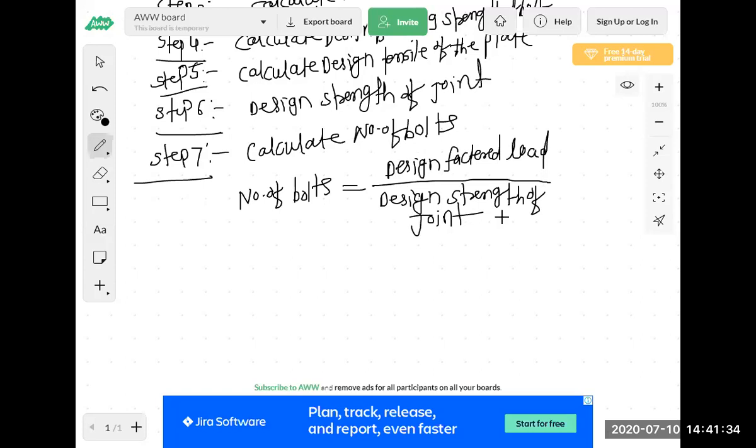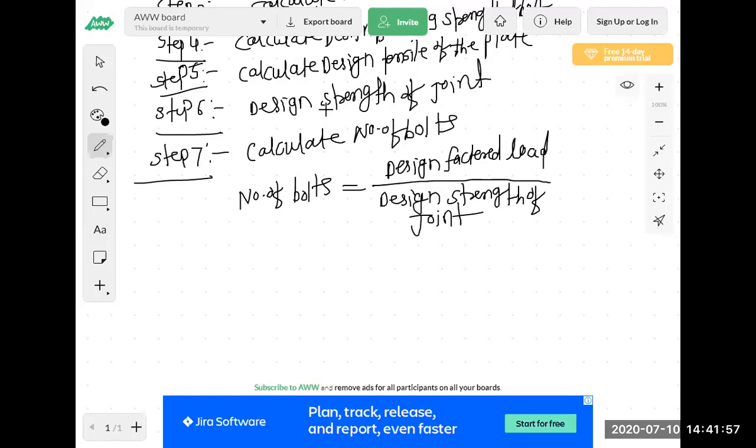See how to calculate number of bolts? This number of bolts is equal to design factored load, म्हणजे त्या जॉइंट वर येणारा लोड हा प्रॉब्लेम स्टेटमेंट मध्ये दिला असेल तुम्हाला, तो लोड इथे येणार. जॉइंट वरती येणारा लोड इथे येणार, डिवाइडेड बाय डिझाइन स्ट्रेंथ ऑफ द जॉइंट. Here we have calculated in step number 6 the design strength of the joint.